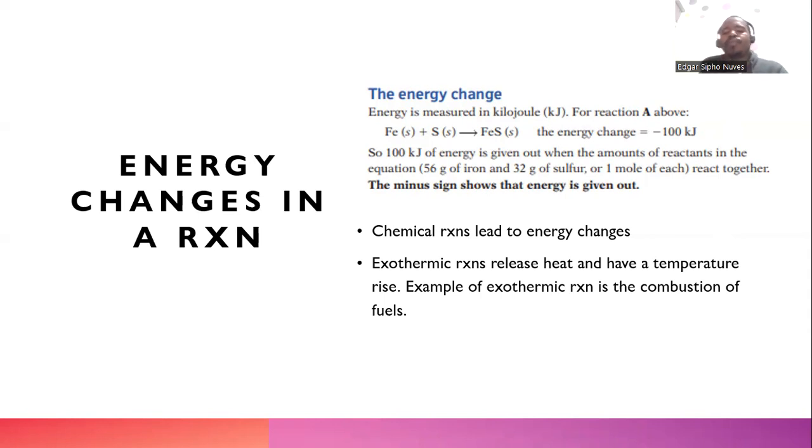We classify reactions into two groups. The first group is exothermic reactions. Exothermic reactions release heat and they have a temperature rise. An example of an exothermic reaction is the combustion of fuel. When we're dealing with an exothermic reaction in the lab or in real life, we'll feel heat because there's heat being released to the surroundings. In other words, we'll see a temperature rise if we're measuring temperature.